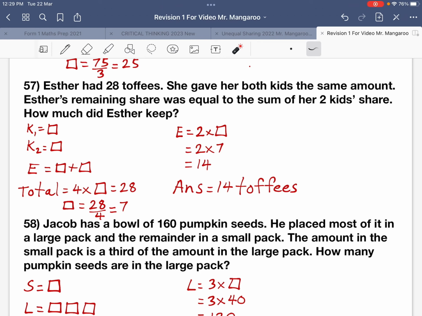57. Esther's both kids have an equal amount, which is less than her. So they will be box plus box. And then Esther is box plus box. When we add this up together, we get 4 boxes. So 4 boxes is equal to the total that they gave us. So 28 divided by 4 is 7. So Esther will be 2 boxes, which is 7 plus 7 is 14.